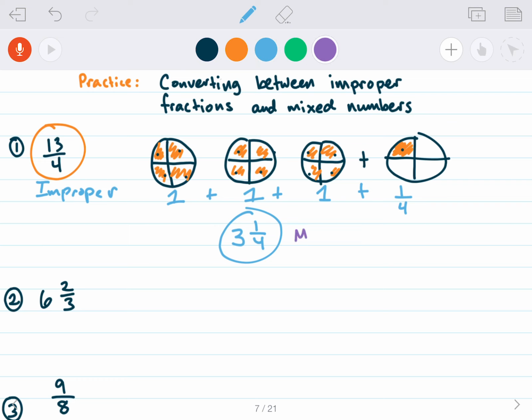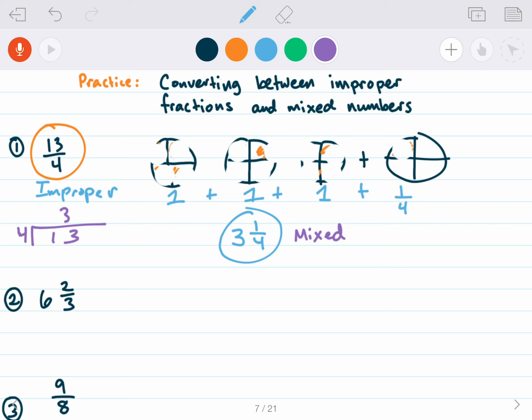That's our answer. Now I want to show you a shortcut, so you don't have to draw the picture every time. The shortcut is we just do the division. This fraction bar also means division. And so what we can do is put 4 into 13 and see how many times 4 goes into 13. So I know that 4 goes into 13 3 times, and 4 times 3 is 12. So I subtract 13 minus 12 and get a remainder of 1.